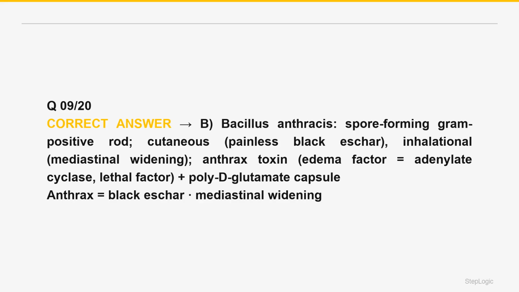The virulence comes from the anthrax toxin. Edema factor is an adenylate cyclase, raises cAMP, leads to edema, and lethal factor is a protease that kills cells. Protective antigen ferries them in. Treat with fluoroquinolones or doxycycline. The black eschar, mediastinal widening, poly-D-glutamate encapsulated spore former is Bacillus anthracis.